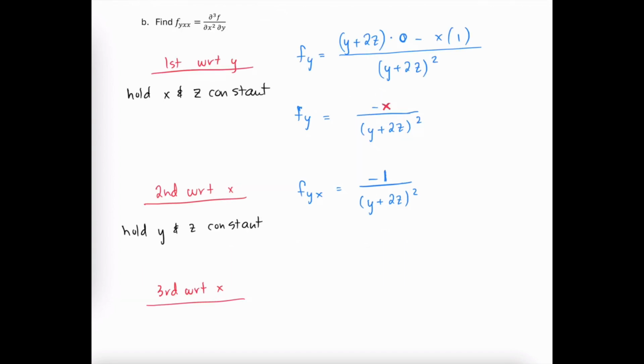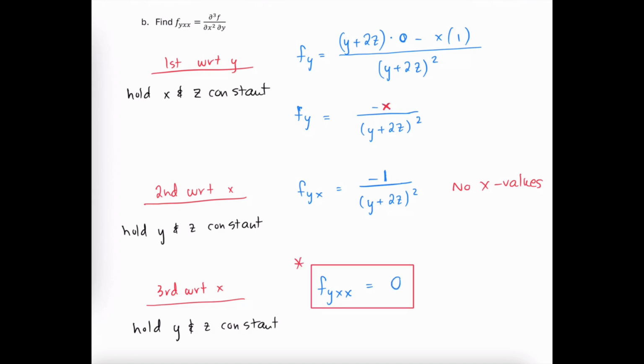And finally, we're going to differentiate with respect to x again, which means that, again, we're holding y and z constant. So we'll take that previous iteration and differentiate it again with respect to x. But notice there are, this time, no x values in the previous iteration. Everything here is a constant, and the derivative of a constant is 0. So that would be our third order partial derivative.